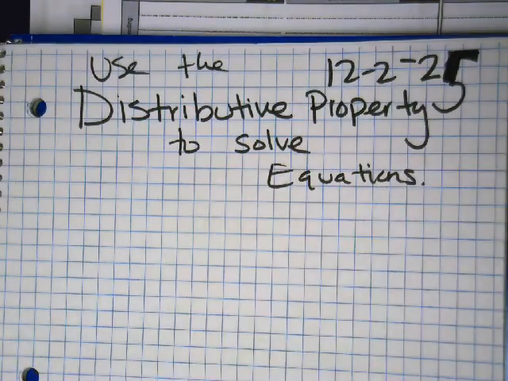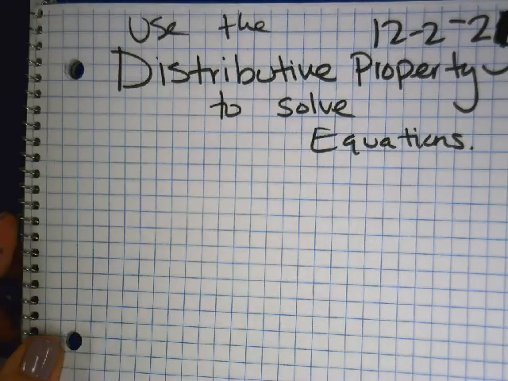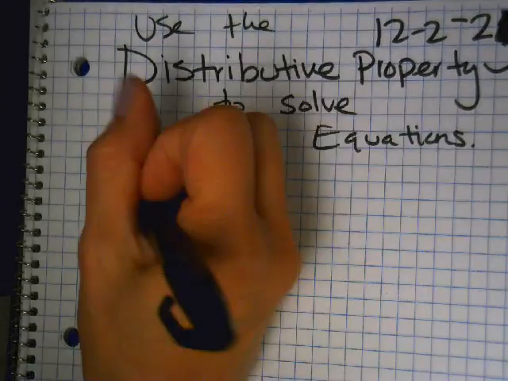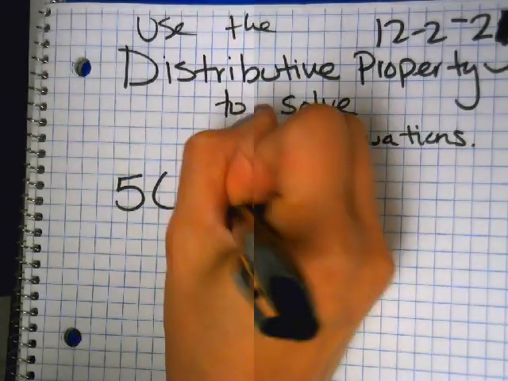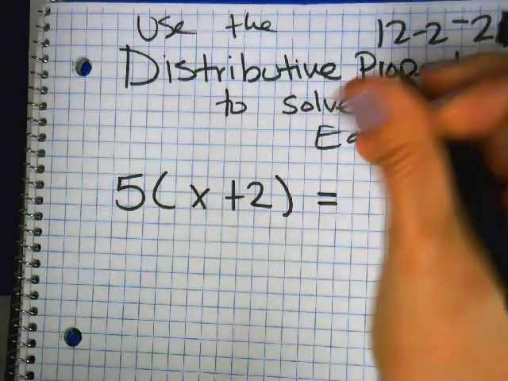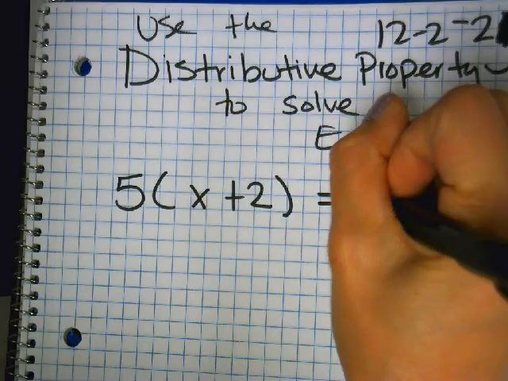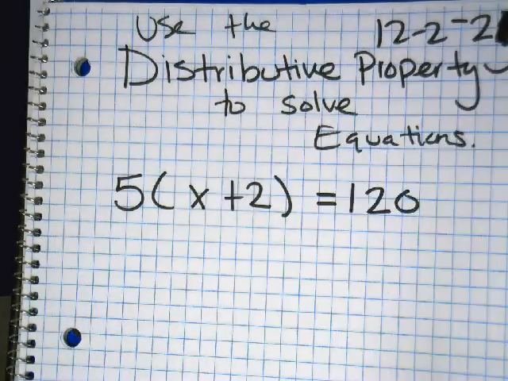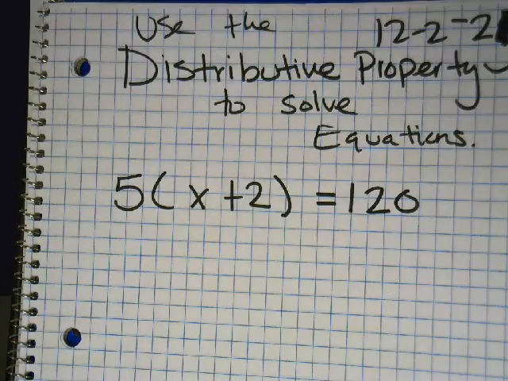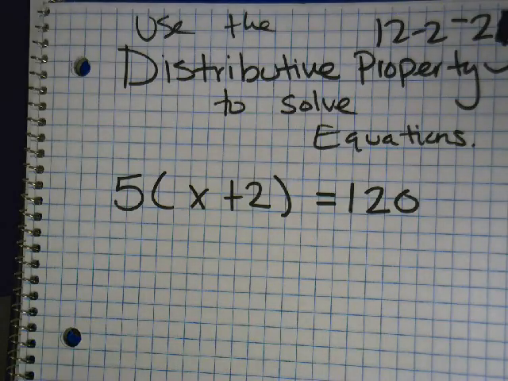That was painful. Okay, here we go. If you were absent yesterday, make sure you check out the video because I did teach a lot yesterday. 5 parentheses, x plus 2 is equal to 120. So what am I going to do first? Distributive property. So what I taught you before is going to be used today.